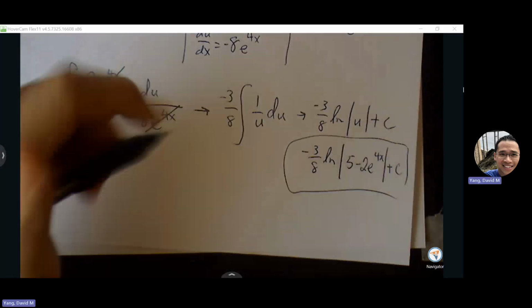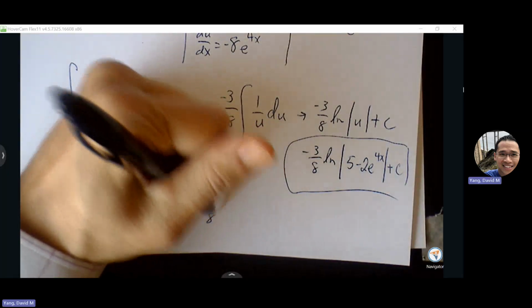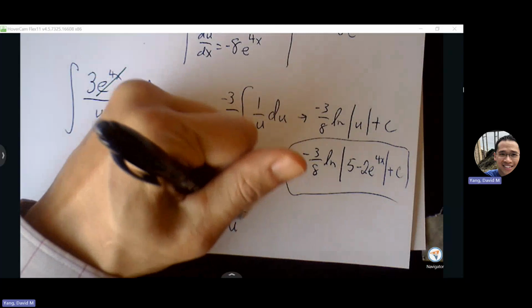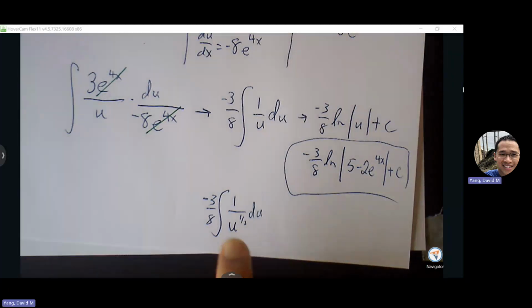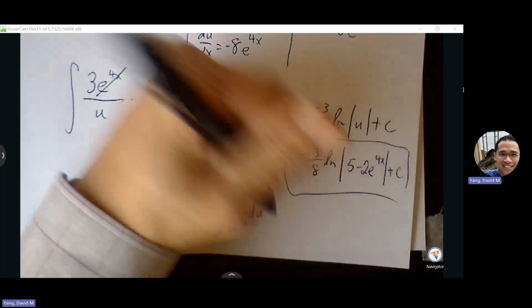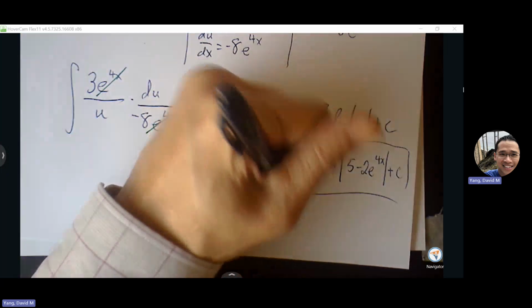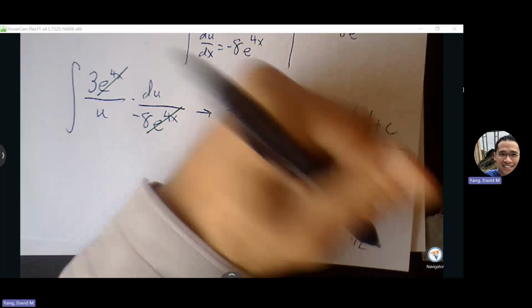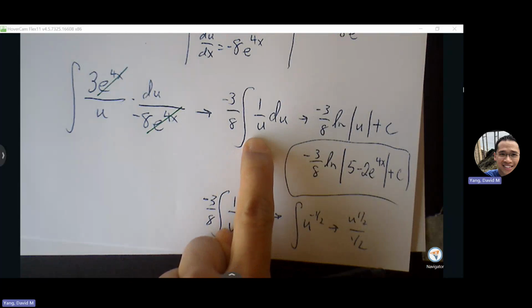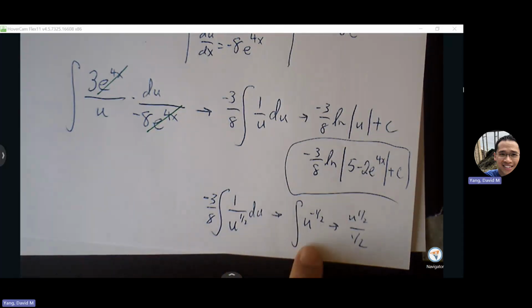Now, what if for some reason it was negative 3 over 8 integral of 1 over u to the 1/2 du? Do we still use natural log here? No. We have to do what? Power rule. Well, first we have to bring it to the numerator. Yeah, make it u to the negative 1/2, and then. Okay, so just be careful. u to the first power is natural log. u to any other power, bring it up and use the power rule.